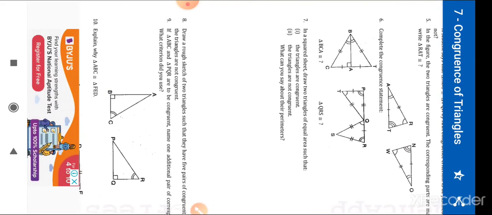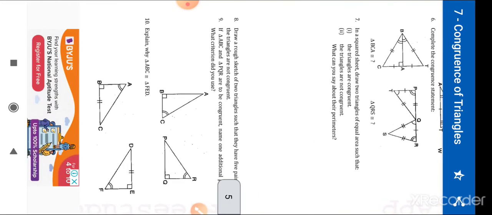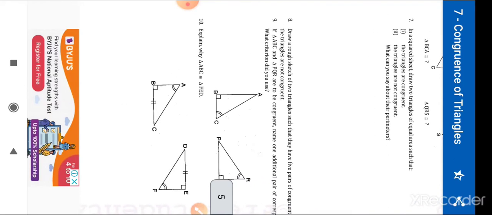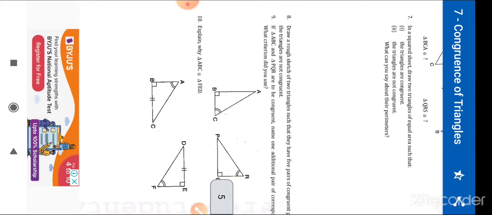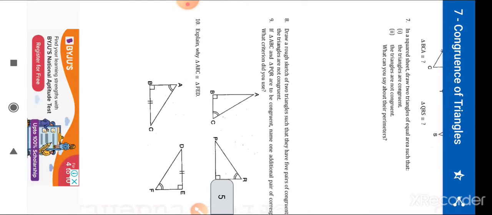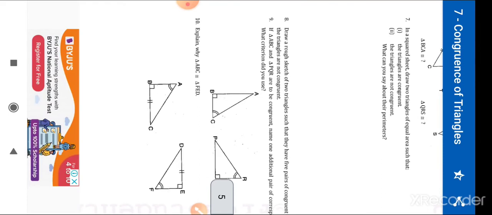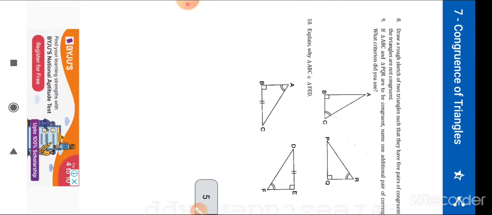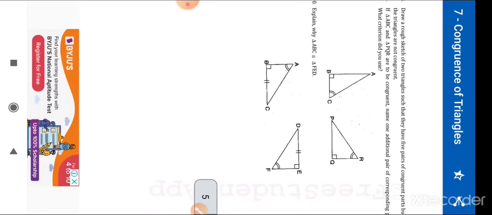Now move to the second question. In a square sheet, draw two triangles of equal area such that the triangles are congruent. Then the triangles are not congruent. What can you say about their perimeter? So if we draw two triangles on a square sheet such that these two triangles are congruent, in this case, when triangles are congruent, their perimeters are also equal, and when the triangles are not congruent, their perimeters are not equal.